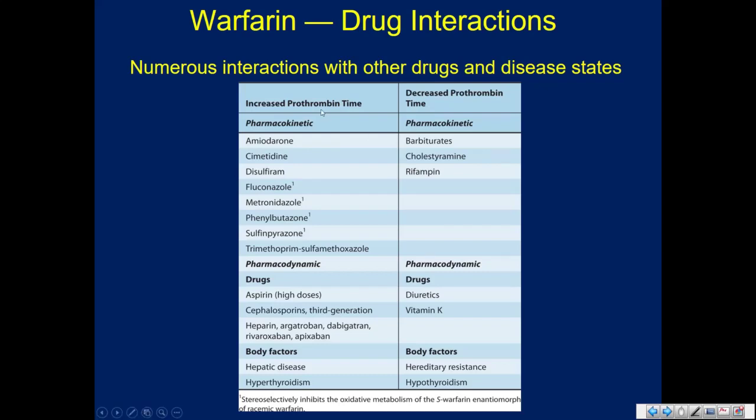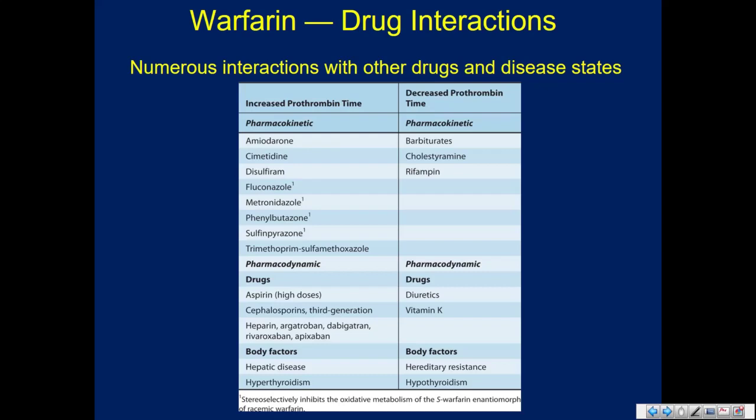Okay, increased prothrombin time, or putting you at risk for bleeding, include some of the following: pharmacokinetic. So you all recall cimetidine, right? Cimetidine blocks irreversibly a variety of P450 isoforms, including 2C9. So you're blocking warfarin's breakdown, leading to accumulation of blood levels, prolongation of half-life. Remember all those rules? Here it is.